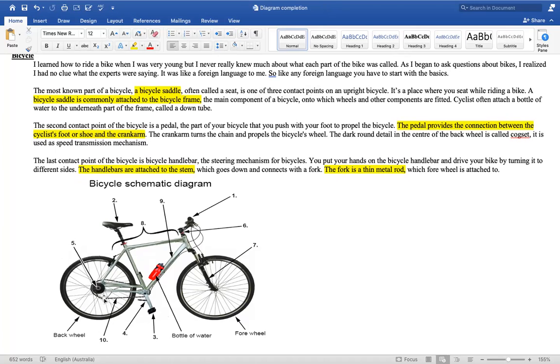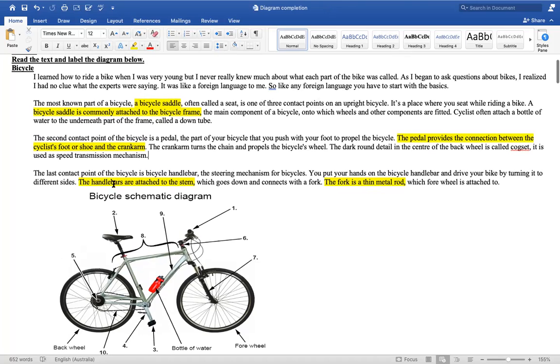Okay, 5. What is 5? 5 is crank arm. 5 is cog set. Crank arm. We have a doubt in this. We have a fight in this. Let's see. I don't know.